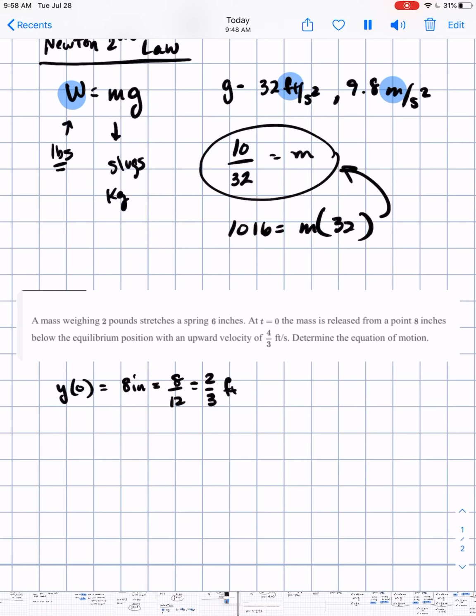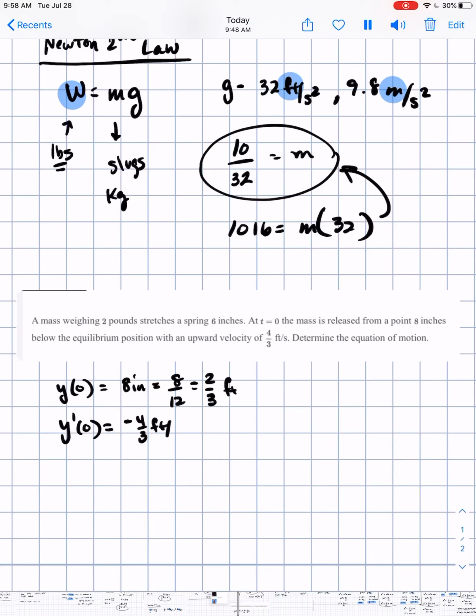And then it says it has an upward velocity at the equilibrium, so y prime of 0 is going to be negative, negative 4.3 feet per second. The reason it's negative is because the distance between the top of the spring and the equilibrium is getting shorter. If it was going down, it would be positive, so you have to think of that. So, to determine the equation of motion.